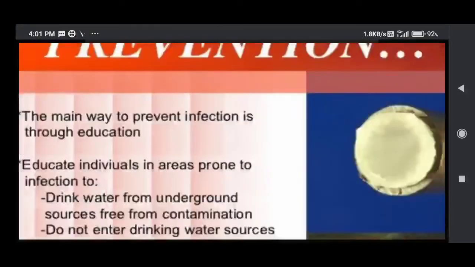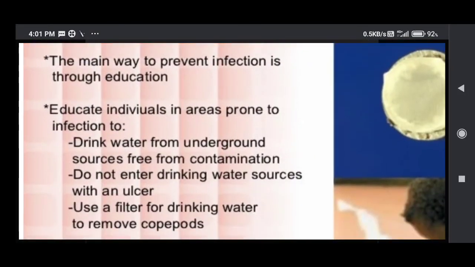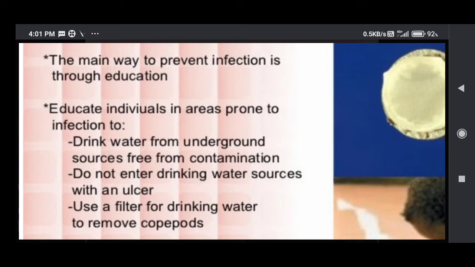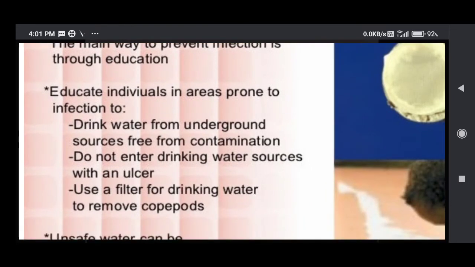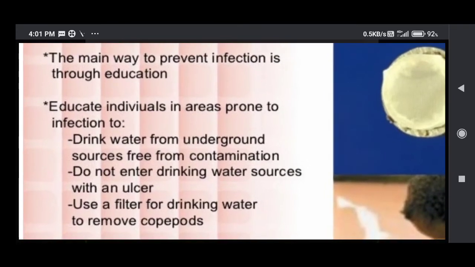Prevention is better than cure, especially in poor countries. The main way to prevent the infection is through education, so we have to educate the people. All natural water bodies may be contaminated with these parasites by day-to-day activities, so educate individuals in areas prone to infection. Some prone areas are the sub-Saharan African countries.